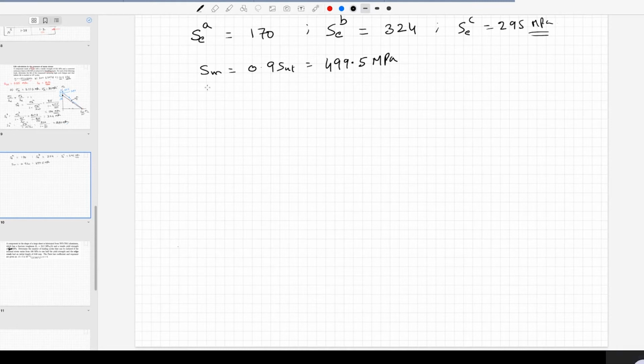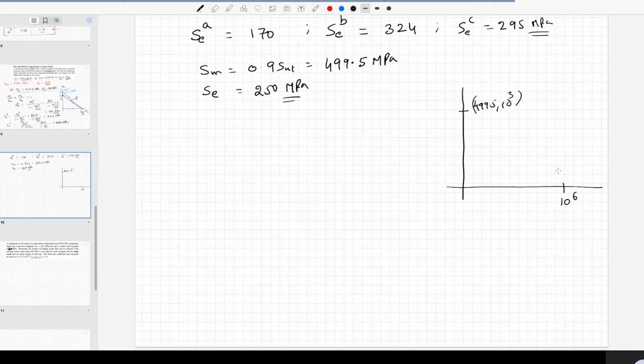And SE is given as 250 MPa, right? For that particular scenario. Now this is for 10 power 6 cycles, right? So here 499.5 at 10 cube cycles, and here this is your 250 MPa at 10 power 6 cycles. That's what we have, right?